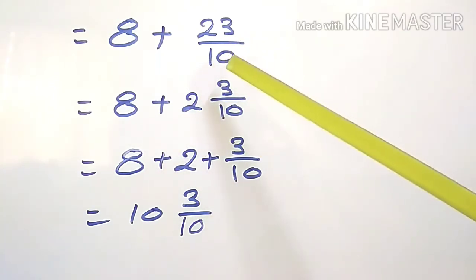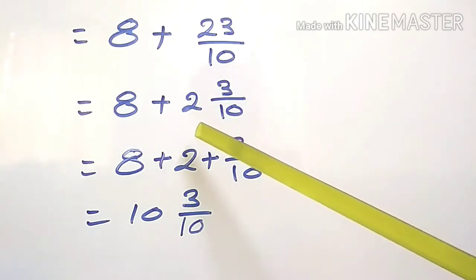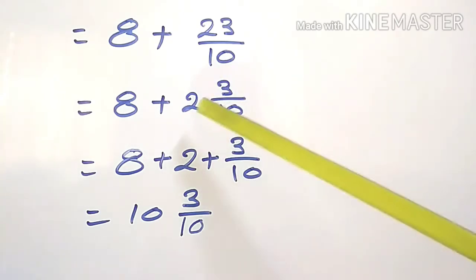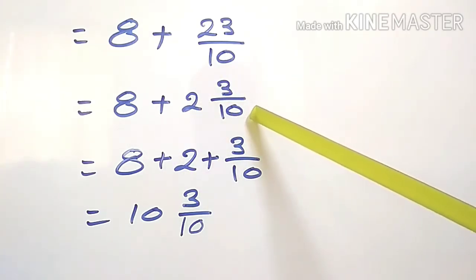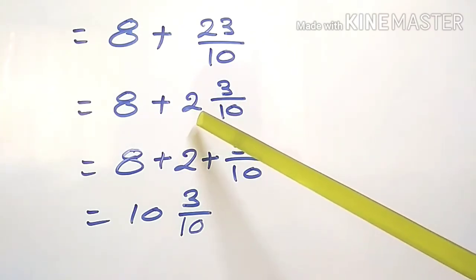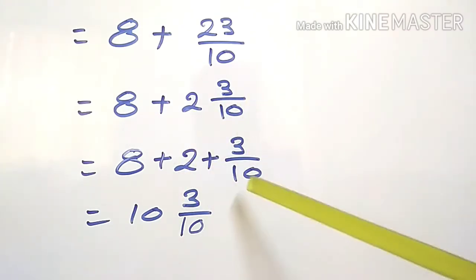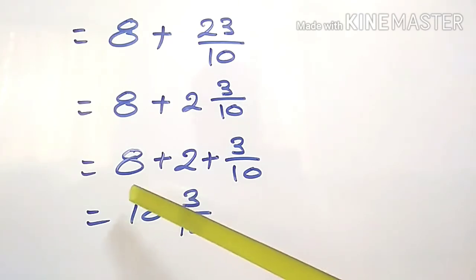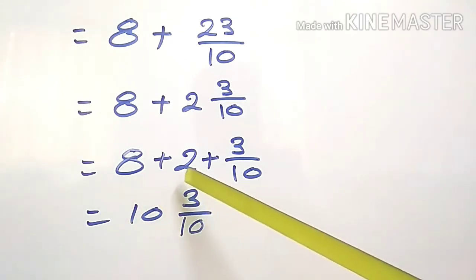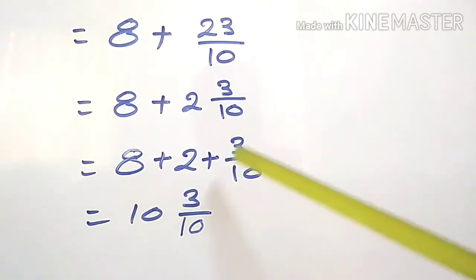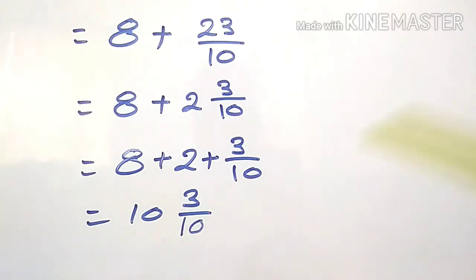So 23 upon 10 can be written as 2 whole number 3 by 10, and separate the whole number part and the fractional part. It can be written as 2 plus 3 by 10. Add the whole number parts, 8 plus 2 is 10, and 3 by 10. So 10 whole number 3 by 10 is the sum.